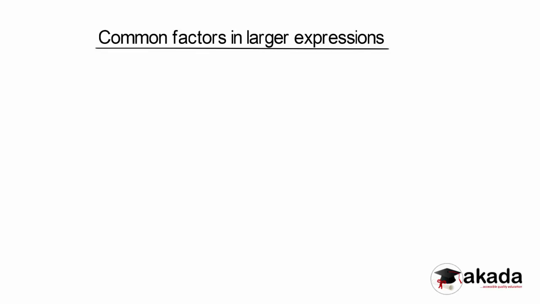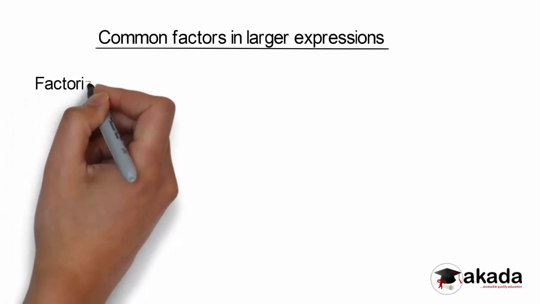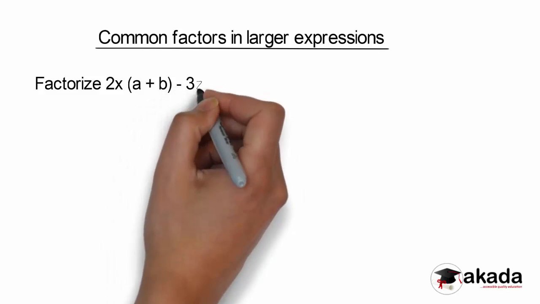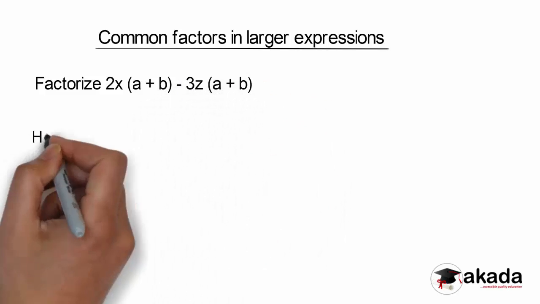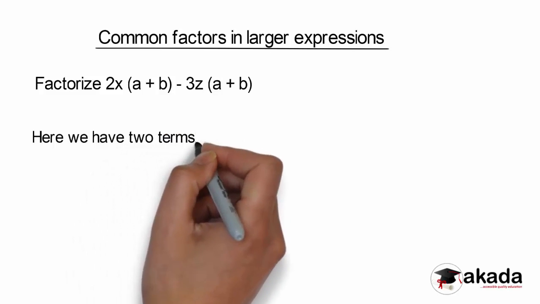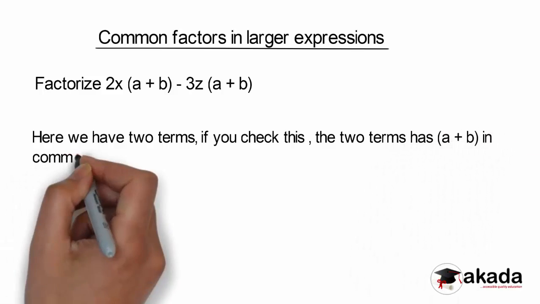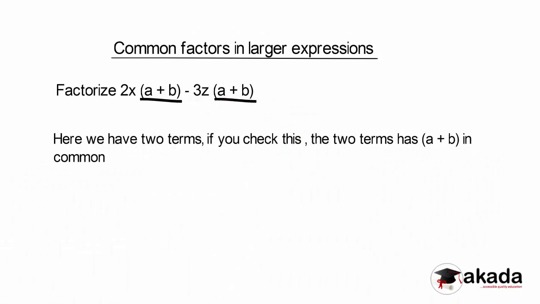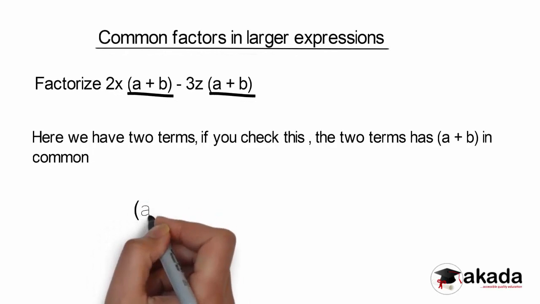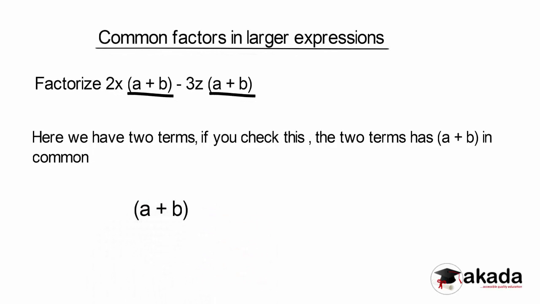Looking at an example, we have: factorize 2x(a + b) - 3z(a + b). So what do we check first here? Here we have two terms. If you check this, the two terms have a + b in common. Can you see that? So we are bringing out a + b from the expression we have there. So we are left with 2x and minus 3z. So we have (a + b) into bracket, and we put the 2x and minus 3z together, so we have 2x - 3z. So that's pretty simple.